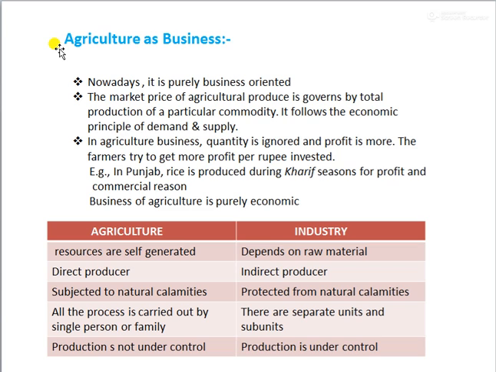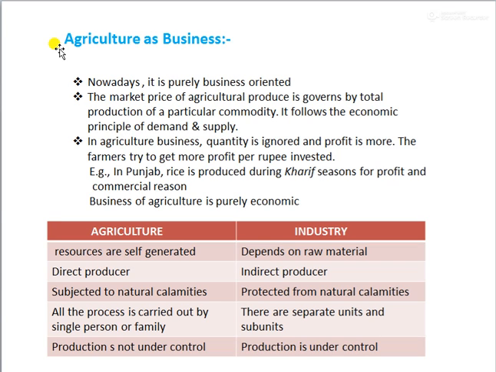Agriculture and industry, the comparison is given in this table. In agriculture, resources are self-generated, and industry depends on raw material. That is, for cloth production, raw material is cotton. Agriculture is a direct producer and industry is an indirect producer. In agriculture, the overall production is subjected to natural calamities, and in industry, overall production can be protected from natural calamities. All the process is carried out by a single person or family in a farming process or in agriculture.